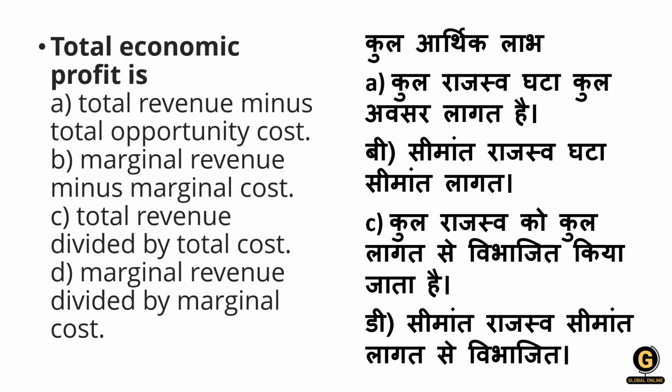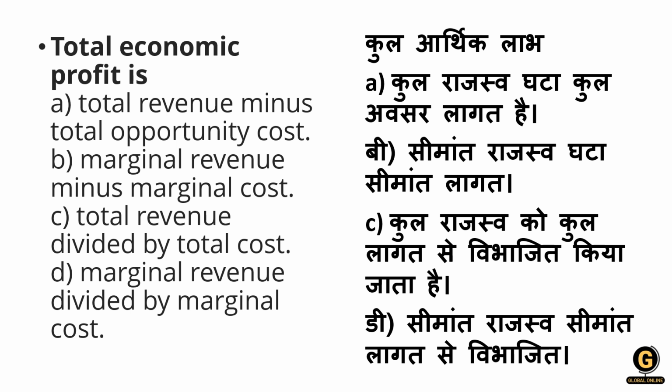Next question: total economic profit is. We have to calculate the total economic profit. And how will we calculate that? Options are total revenue minus total opportunity cost, marginal revenue minus marginal cost, total revenue divided by total cost, marginal revenue divided by marginal cost.